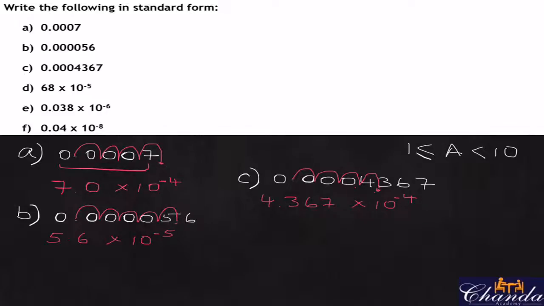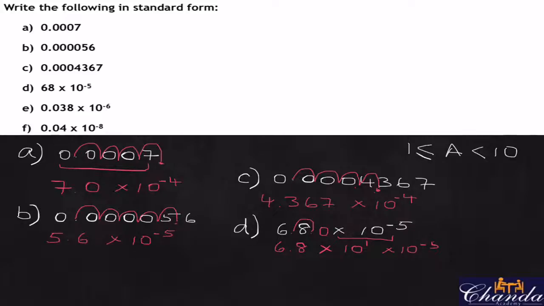Okay, let's have a go at part D now. We have 68 times 10 to the power of negative 5. Once again, we have the decimal point right there to begin with. We have to move it 1 spot to the left this time to turn it into a number that's between 1 and 10. That turns it into 6.8. Since we moved the decimal point 1 to the left, our power will be a positive 1, so it'll be times 10 to the power of positive 1. And then we'll have the times 10 to the power of negative 5 left over.